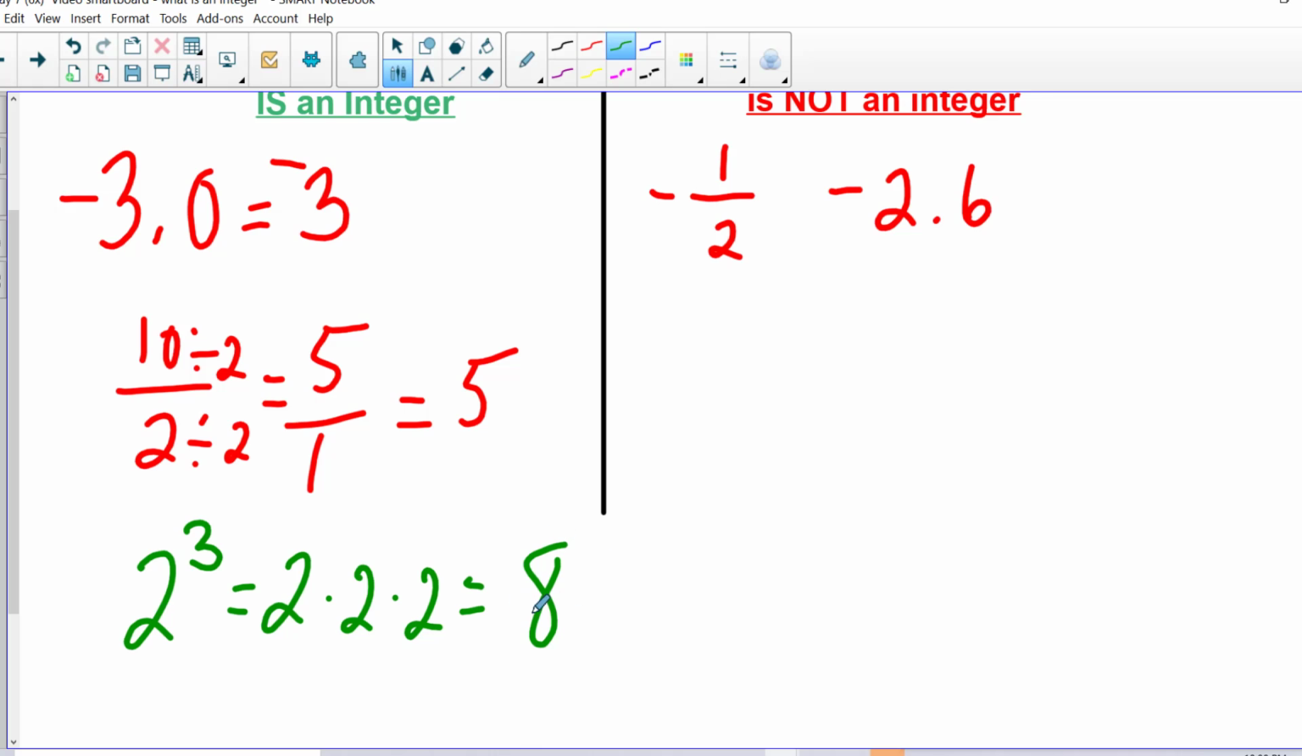So in its simplest form, if you will, 2 to the third power is not simplified yet. We haven't solved the actual problem. But when we do solve it, it ends up being 8, and 8 is an integer, so 2 to the third power is also an integer.